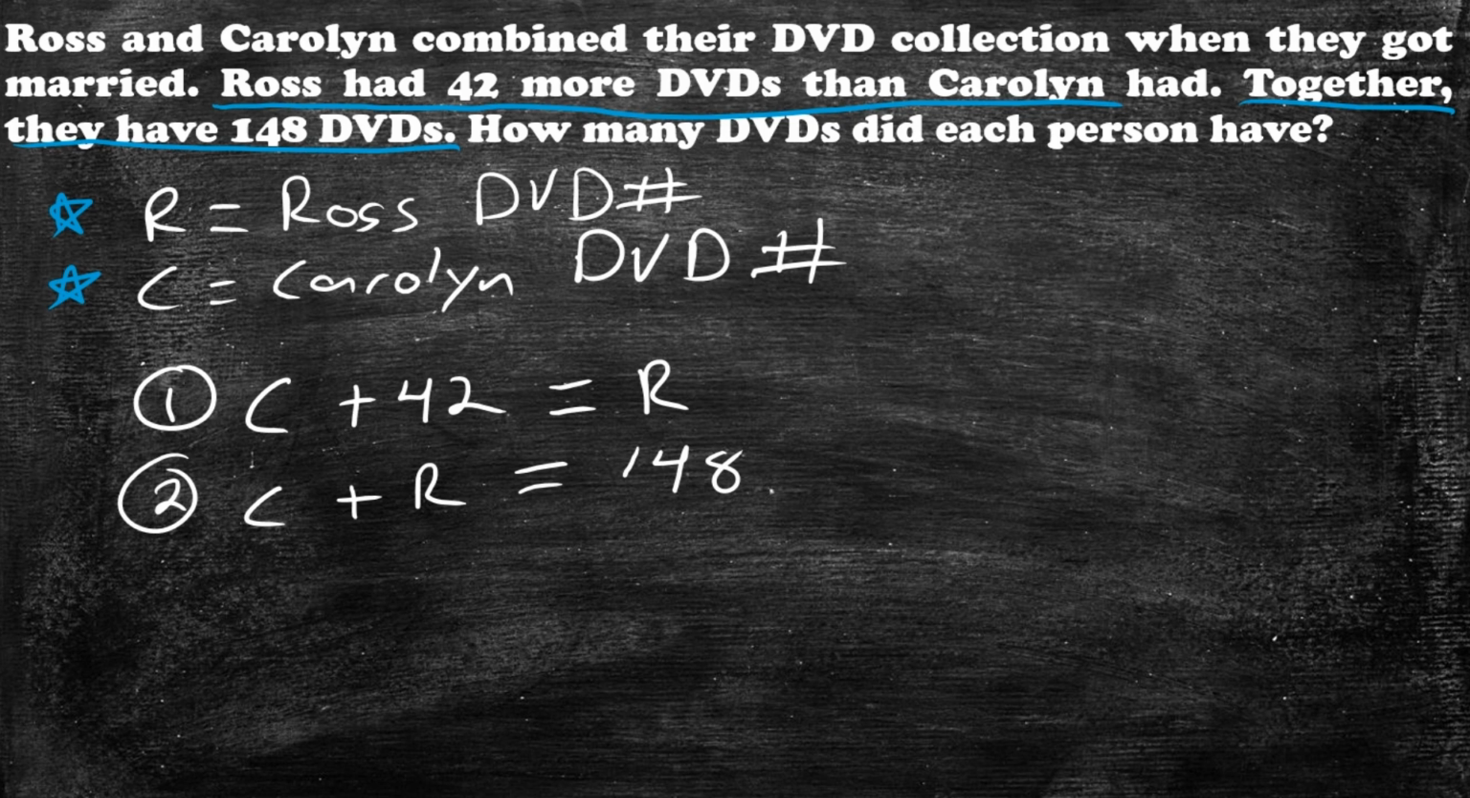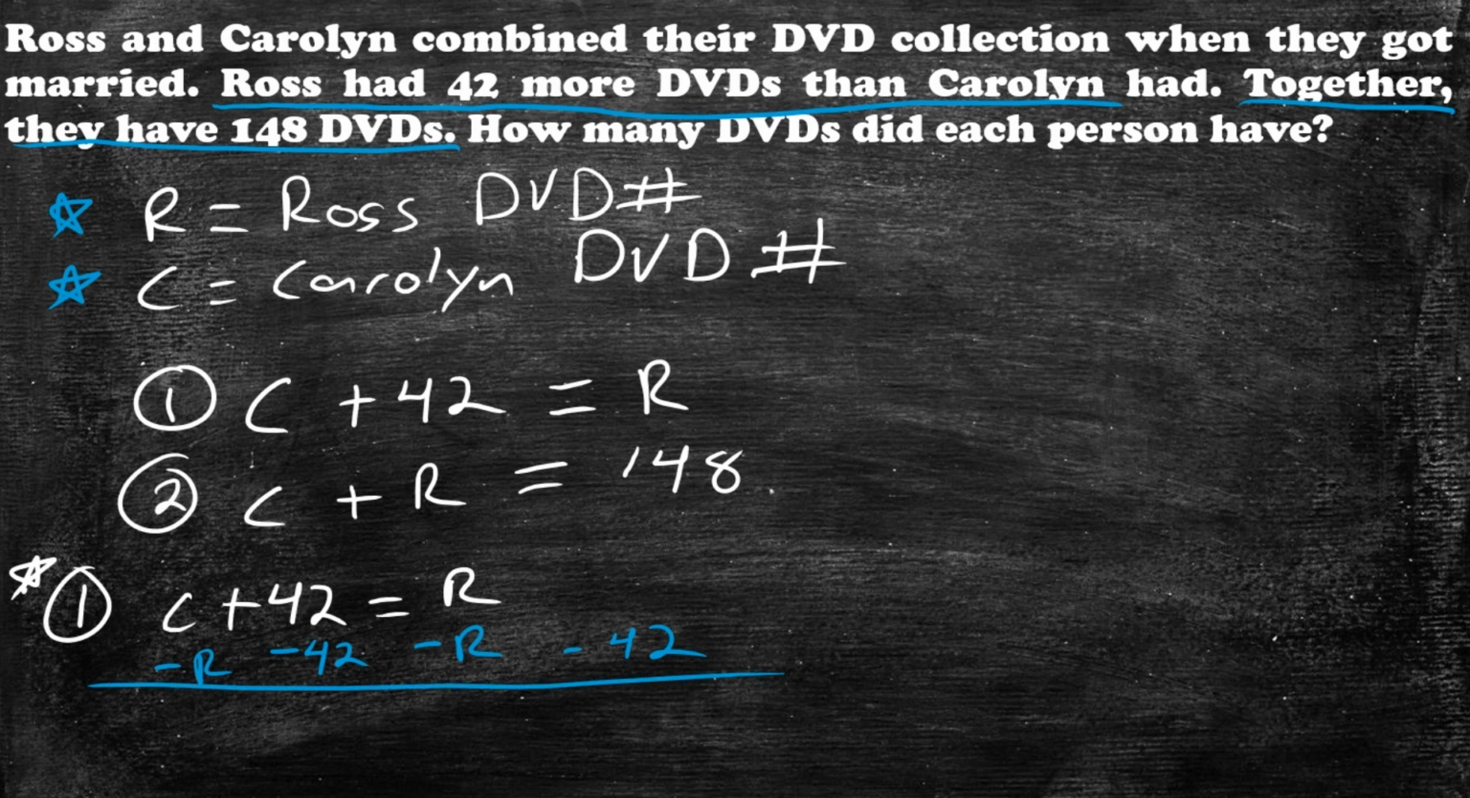The way we do that is we want all of our variables in both equations to be on the left-hand side and the numbers to be on the right-hand side. So I'm going to go ahead and do that. Equation number 1, let's change this up. We have C plus 42 is equal to R. I want to get this R over to the left-hand side and this 42 over to the right-hand side. So I have to subtract R from both sides, and I also have to subtract 42 from both sides.